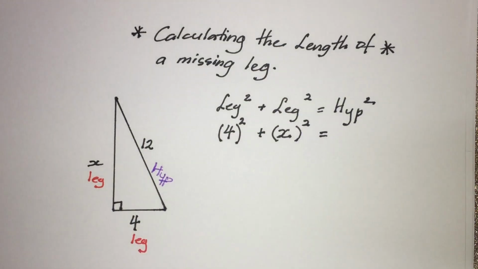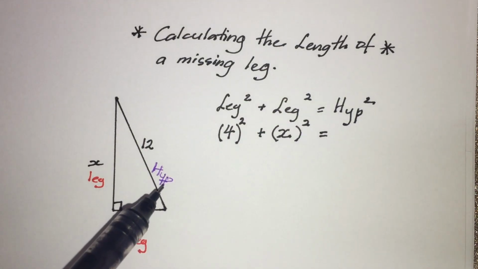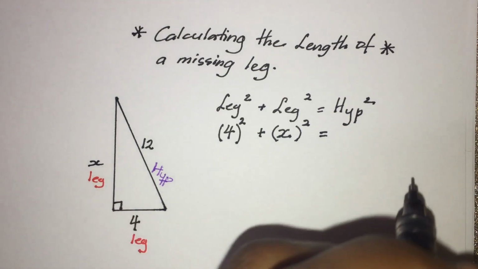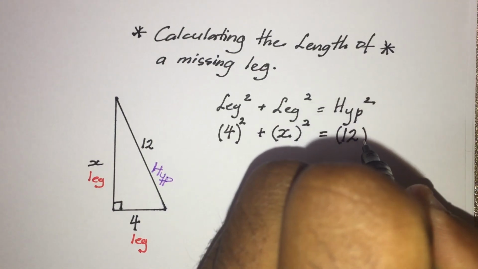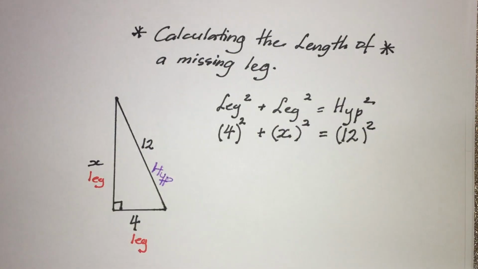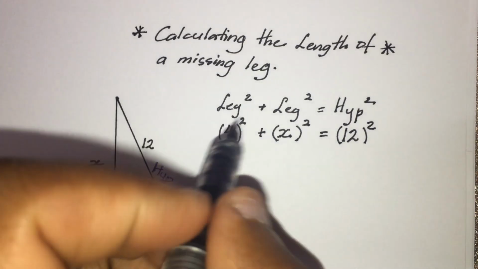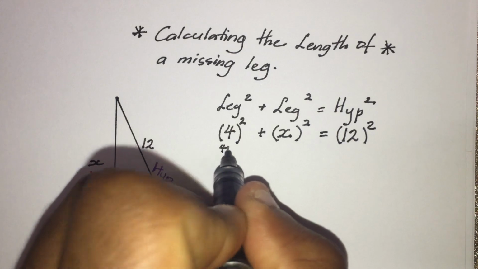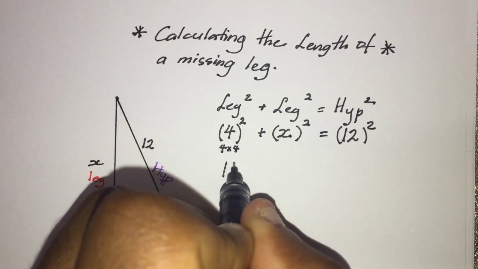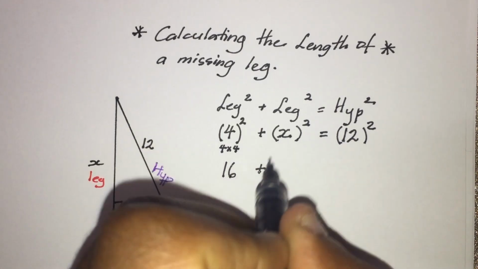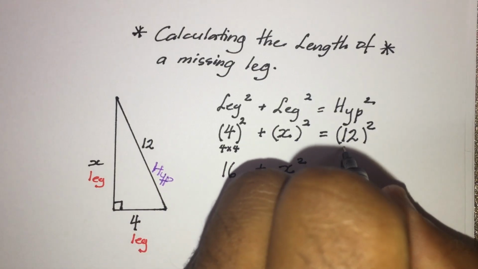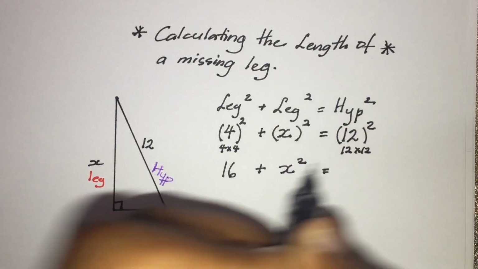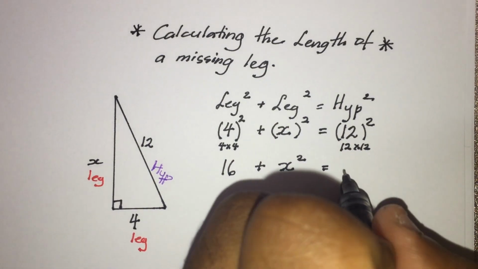Equal, we need that hypotenuse now. So the hypotenuse is 12 units. So I'm going to put 12 units under the hypotenuse, and I should square that. Great. So it's simple mathematics now. 4 squared is the same as 4 times 4, and that will give us 16. Plus x squared is equal to 12 squared, which is just 12 times 12. And 12 times 12 is 144.